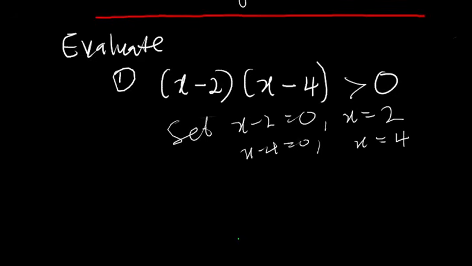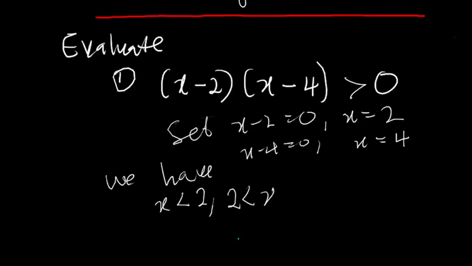Between the two numbers, which of them is the smaller? 2 is the smaller one. So we have these three inequalities: x less than 2, followed by 2 less than x less than 4, the next number is 4. Then we have x greater than 4.